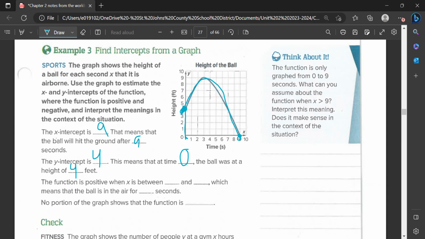All right. So function is positive when x is between 0 and 9, which means the ball was in the air for 9 seconds. So the whole time we're above the ground. We're never below the ground. That's why no portion of this graph shows the function is negative, because we're above the ground. The ball never went below the ground, therefore it's always going to be positive.